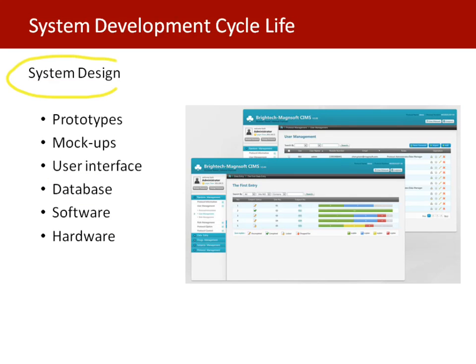The system design is a process of developing the blueprints for building a house. At this moment, the developer will build some prototypes or mock-ups. They will help you understand the user interface, how the user of the system will be able to work with the system. It also deals with decisions about the type of database, software, and hardware.